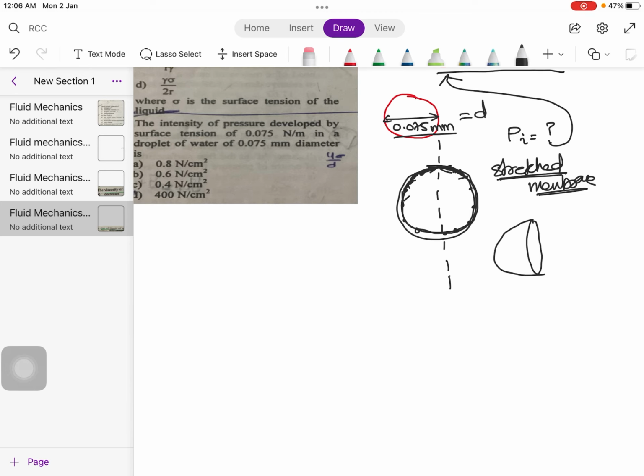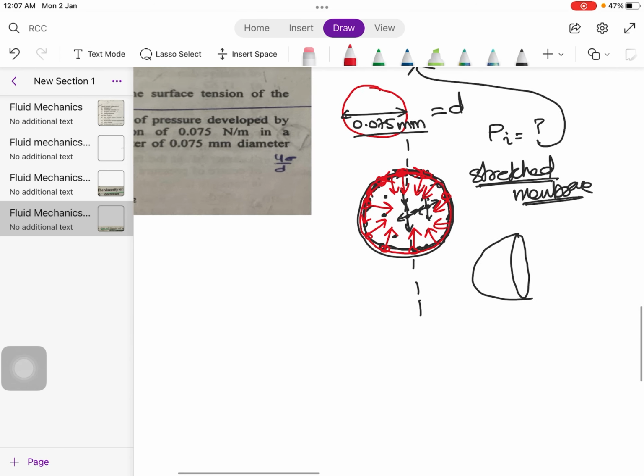Now, the molecules within the body of this droplet are attracted equally in all directions, and the molecules on the surface are attracted towards each other and towards the bulk of this water droplet, which makes all the molecules in this water droplet cling to each other, and hence it assumes a spherical shape, with the molecules on the surface being attracted towards each other and making it act like a stretched membrane.